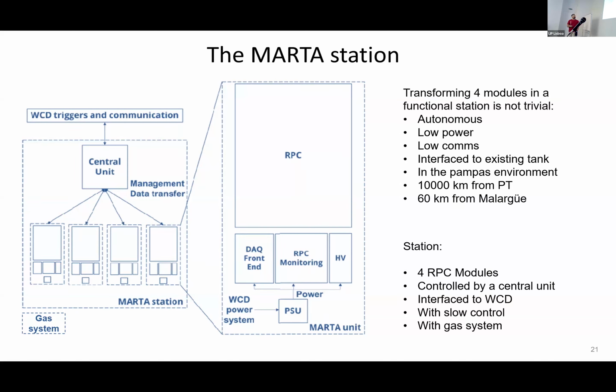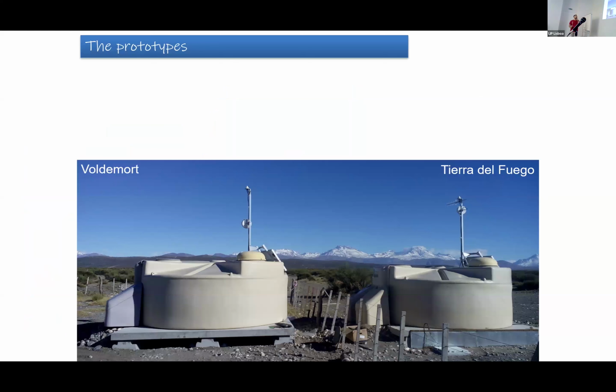The station is 4 RPC modules, so let's call this the module, controlled by a central unit, which is here, and you need to interface it to the water Cherenkov tank to get triggers and to get communications. You also need to have a slow control for this system, and you also need to consider you need to have some gas supply, even if small, with a small flow. You need to have this gas system for now.